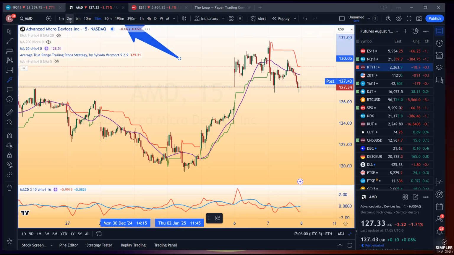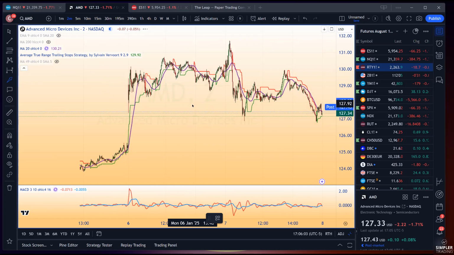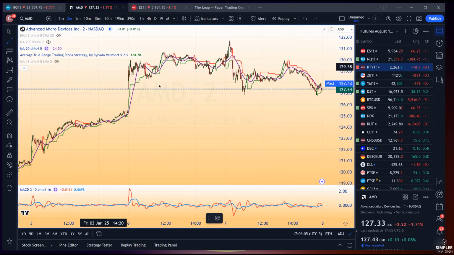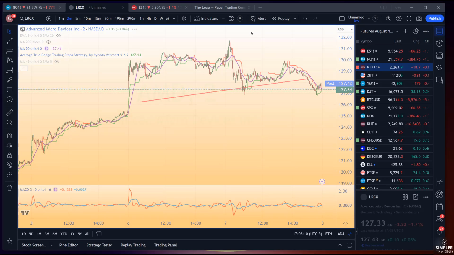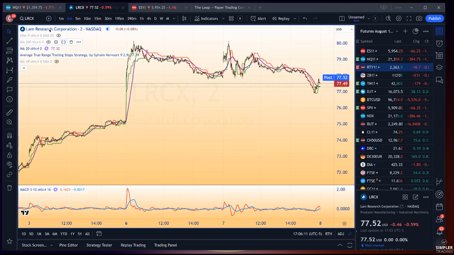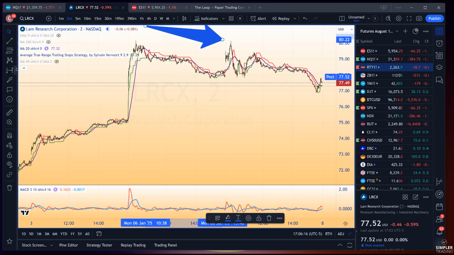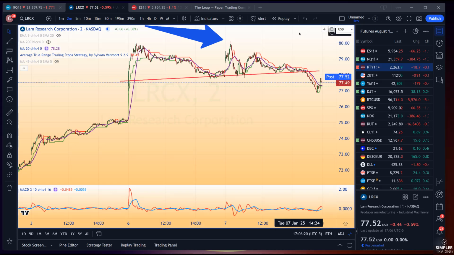And then if you go to a 2-minute chart, you could see this a mile away. Look at this beautiful, beautiful pattern on the way down. Lam Research was even better. So the key is you don't have to sell the top. You sell on the way down. That's what this is for. Look at that. Nice top. When it broke, that was it.